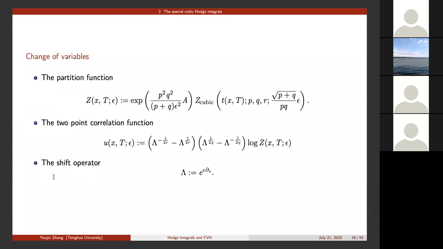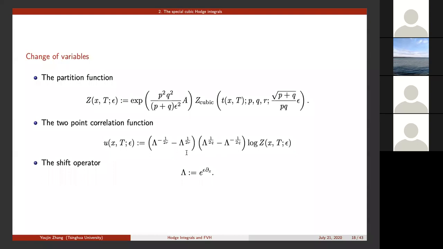Then we can define a new partition function Z, given by the original cubic partition function of the special cubic Hodge integrals, by substituting this variable T in terms of capital T and X. And then we rescale this string coupling constant epsilon, and then we define this two-point correlation function.